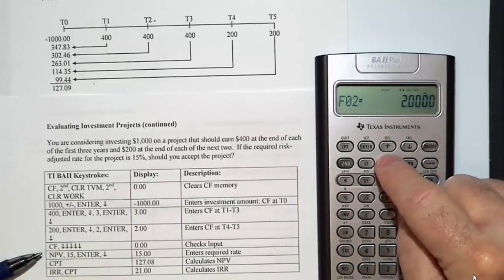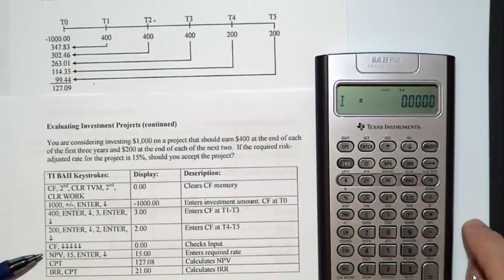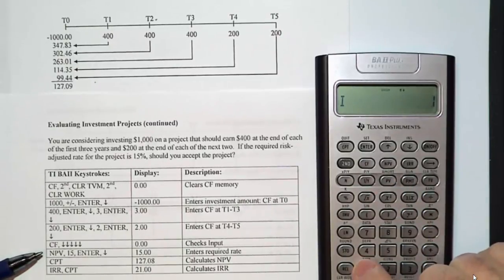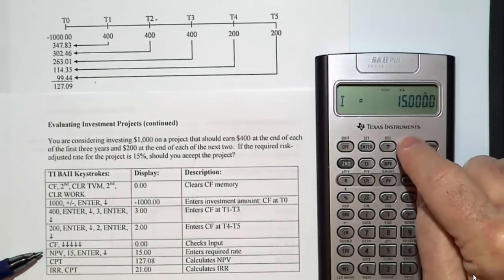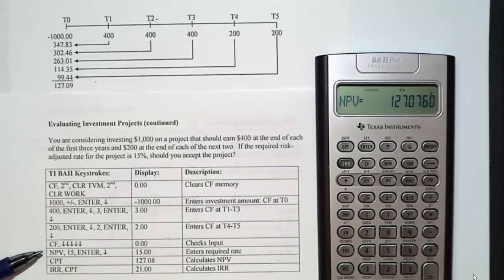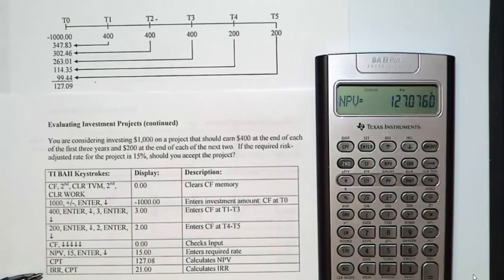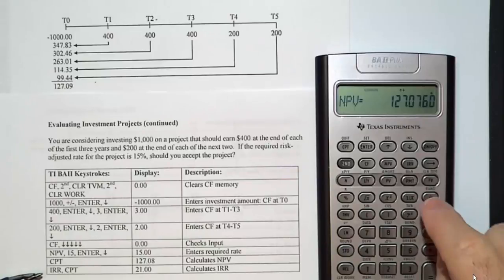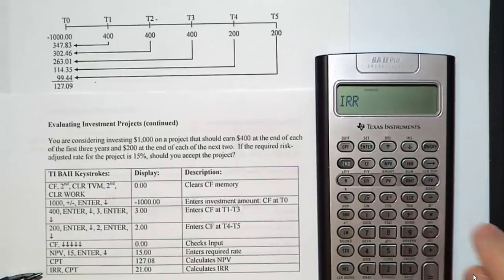Then I could say NPV, it says what rate? Well, we've been using 10, but this is 15. So we're going to say 15, enter, down, and compute. And it says the net present value is $127.08. If we want to know the internal rate of return, it really doesn't take much effort at that point. We just hit IRR, compute, and 20.9991, or 21% as we used before, would be our internal rate of return.